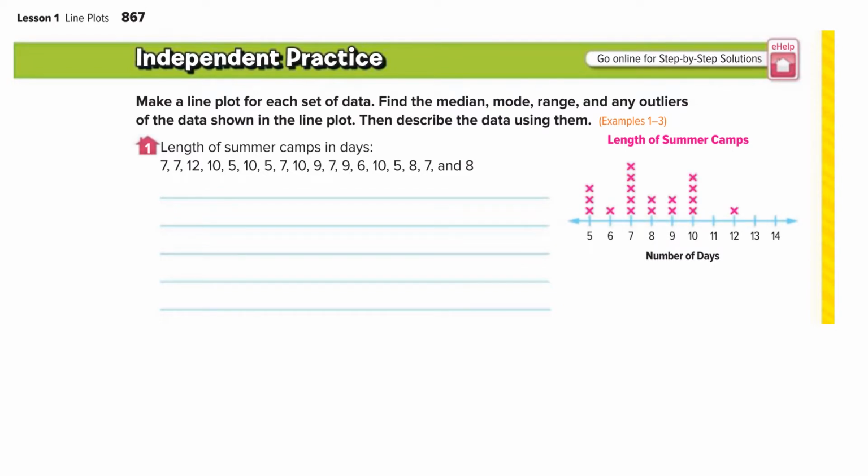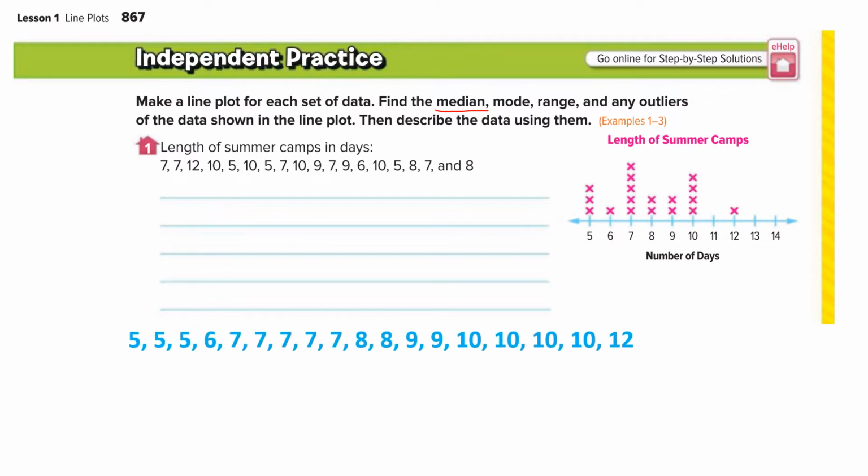The first data point that they would like us to find is median. To do this, we have to put the data in order from least to greatest. Now we need to find the middle number because we're looking for the median. The median is the middle number of your data set. Middle has an I and median has an I. This helps us remember.